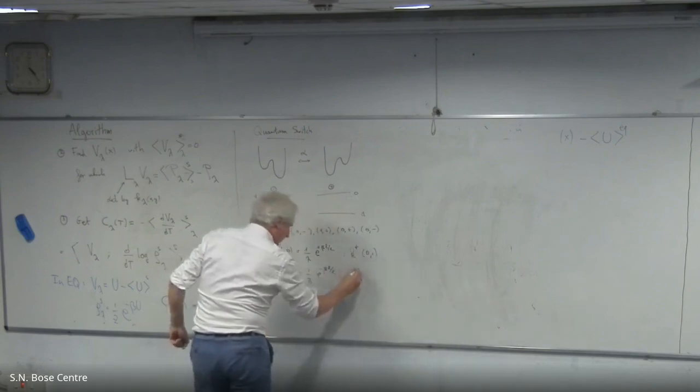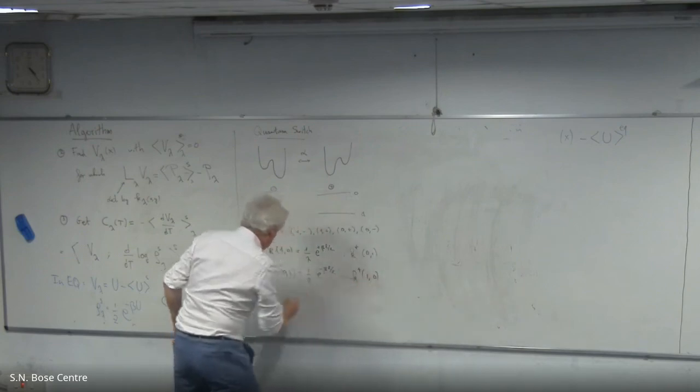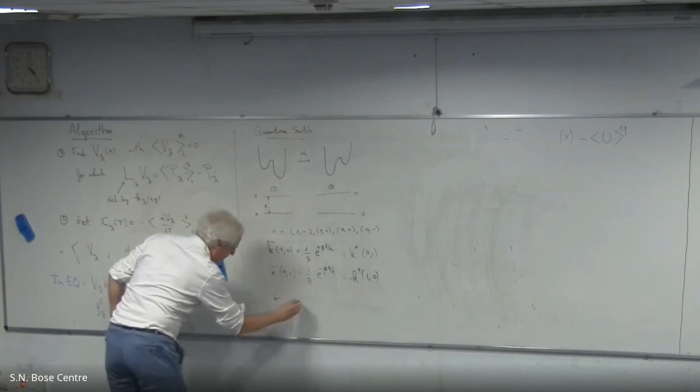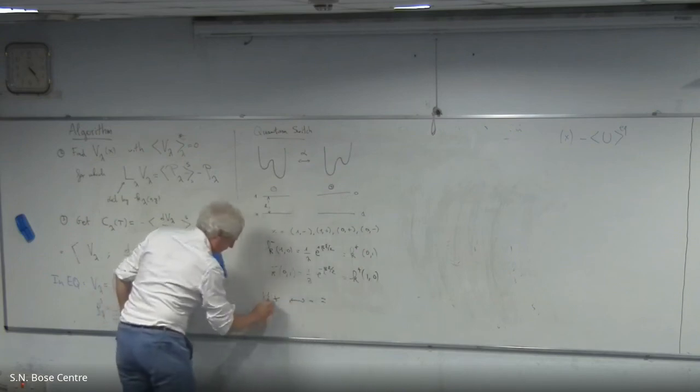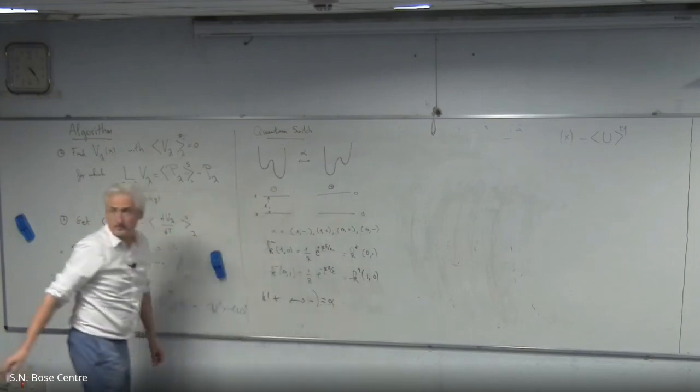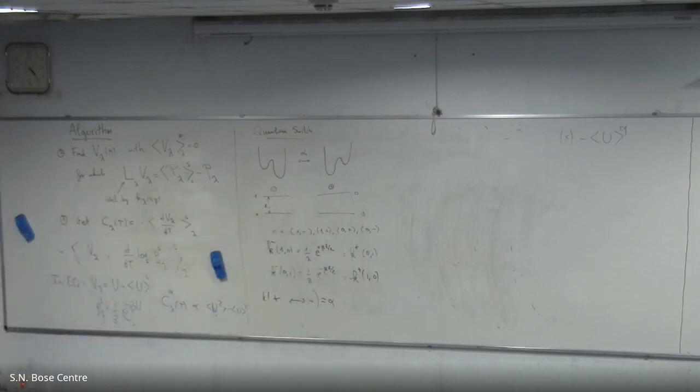So this will be k plus 1, 0. And then the rate to go between plus and minus is just equal to alpha. That's my 4-state Markov jump process. Is it clear?